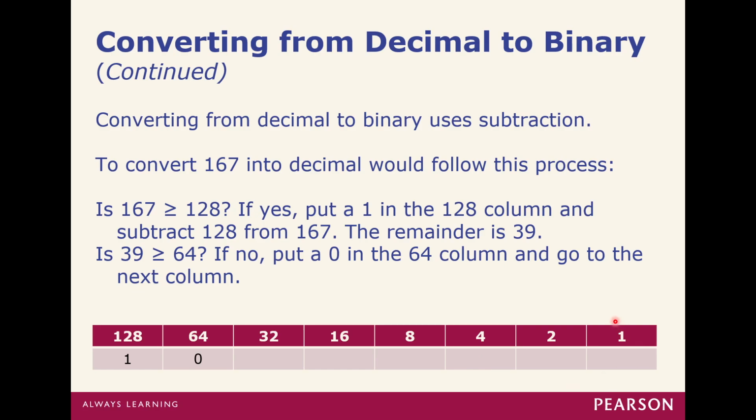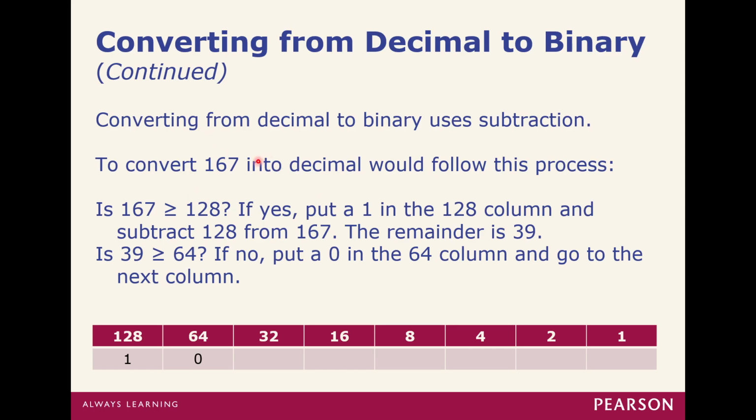If we end up with 8, you put just 1 under 8 and then 0, 0, 0. But if we end up with 7, that means you are going to fill these, which is 4 plus 2, 6, plus 1 is 7. So that's how you convert from decimal to binary.